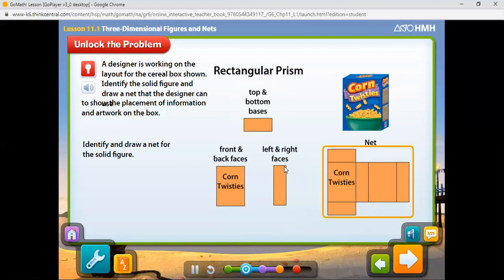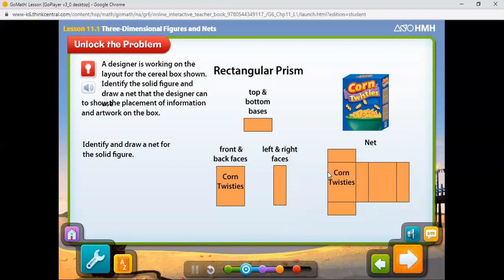The net is a two-dimensional representation of the cereal box. This is one way to draw the net. So the designer can use the net to show the placement of information and artwork on the cereal box. Okay, so I hope this part is clear for you.